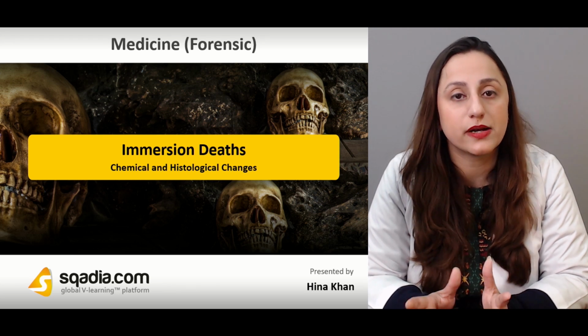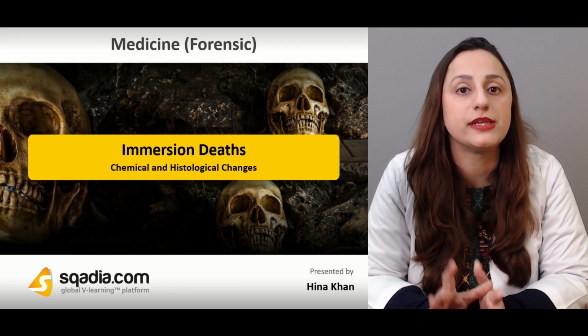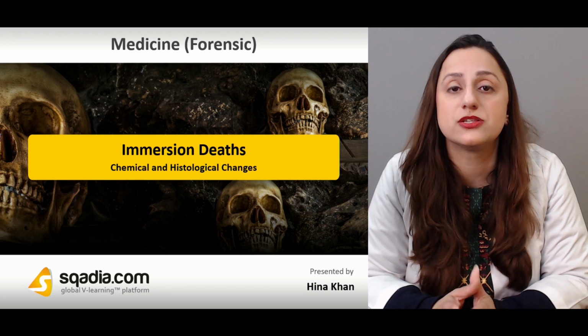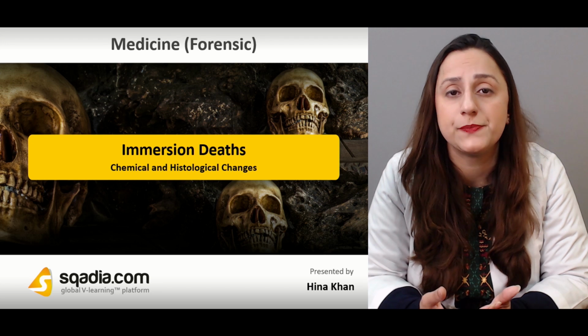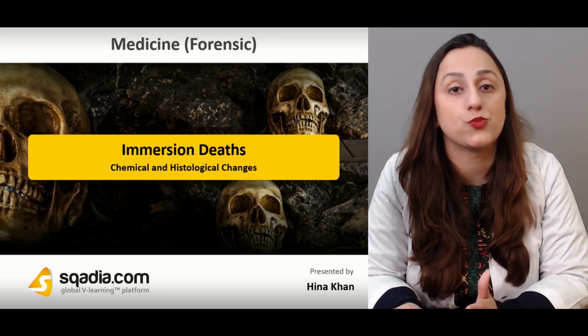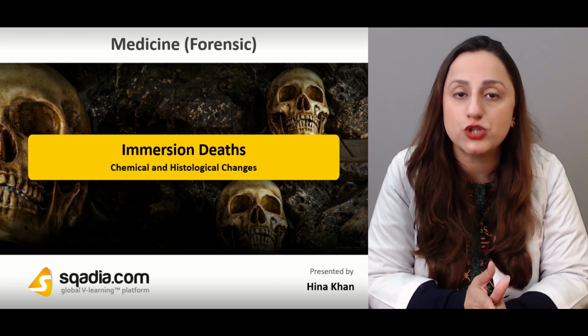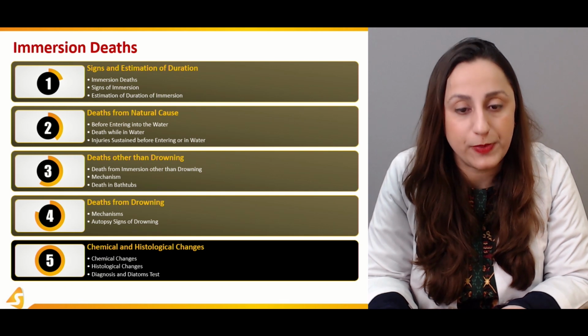So all of these markers come into play whenever we suspect an antemortem or a postmortem death. Again, all these chemical tests and histological tests are just a confirmation of antemortem or postmortem drowning. And they are also going to mark a line between saltwater and freshwater drowning. So all of these phenomena come into play.